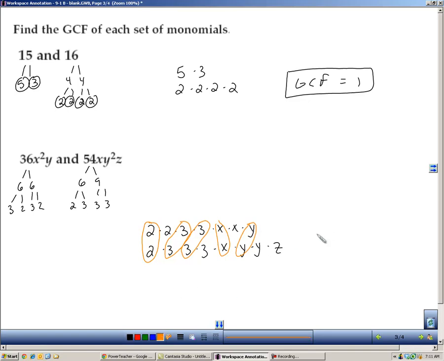So what's that going to be? 2 times 3 times 3 times x times y. Well, 3 times 3 is 9, times 2 is 18. So it looks like the GCF is 18xy.